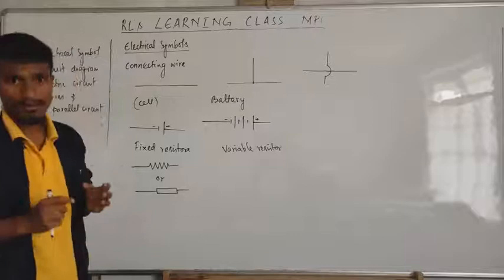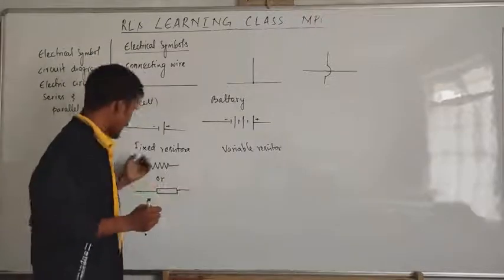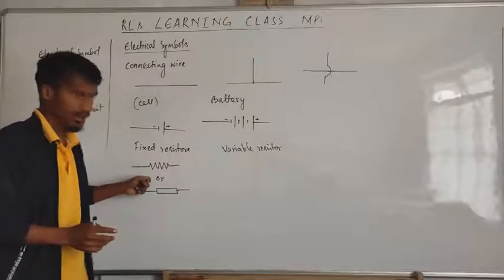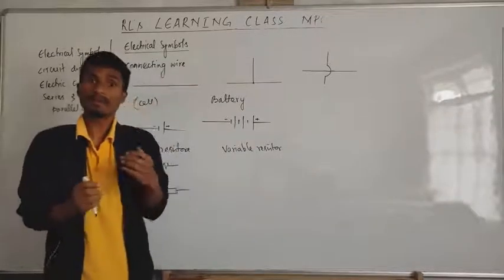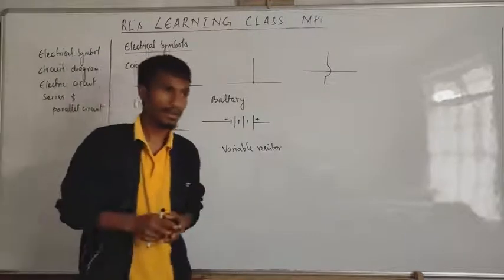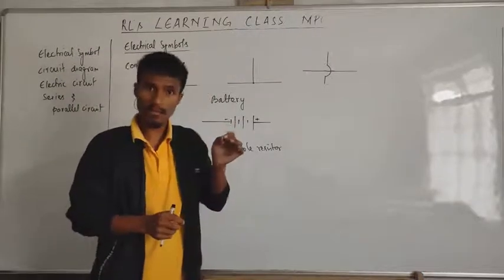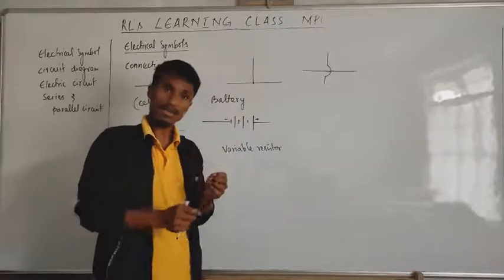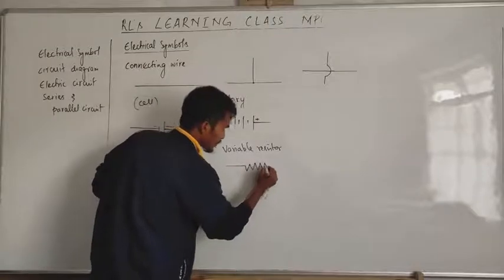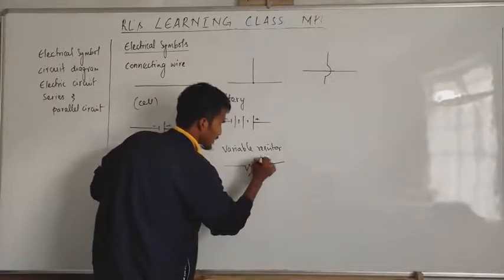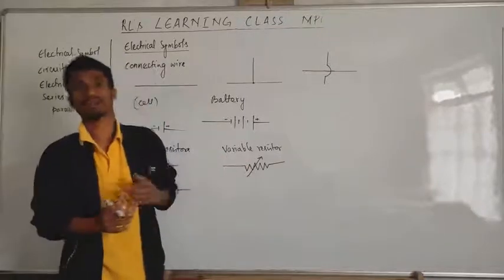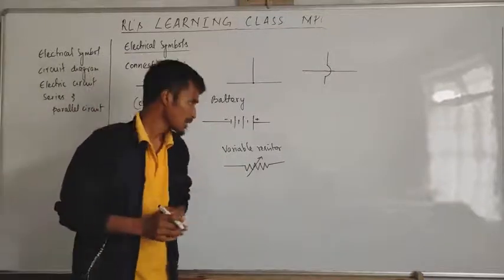Now what's a variable resistor? Like here, a fixed resistor means we cannot change the value of the resistor. But a variable resistor means we can change it. We can increase or decrease it. If you want to increase the resistance, we can use this. If you want to decrease it, you can use this. And this will be denoted by this symbol. Same as this one, but there will be an arrow here. Now this arrow shows that this resistor can change its value.